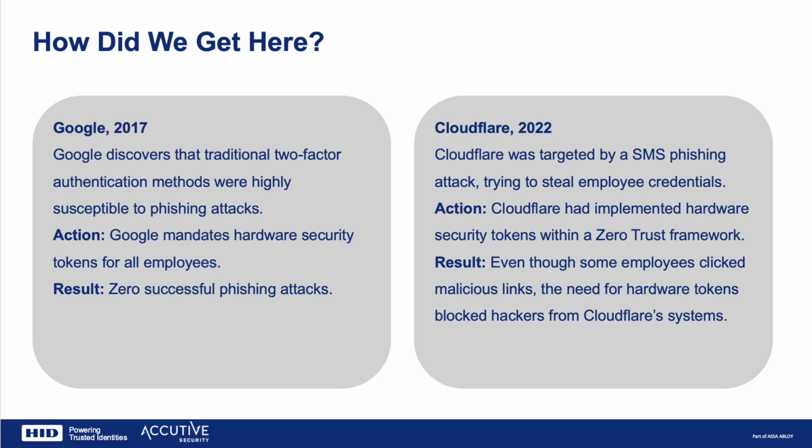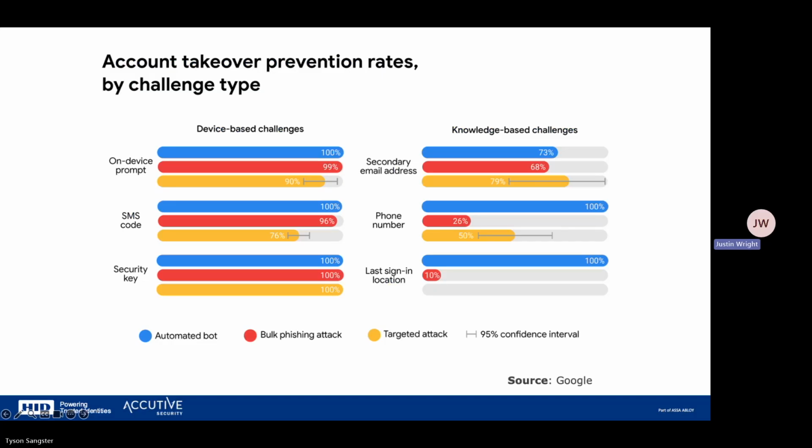So when we talk about prevention rates, we're breaking them down on this slide by device-based challenges and knowledge-based challenges. Device challenges are MFA methods that rely on secondary device authentication. So this would be like mobile push notification or security keys, which is the topic of our webinar today. Knowledge challenges are methods like receiving a code or approval link via a secondary email address attached to your account.